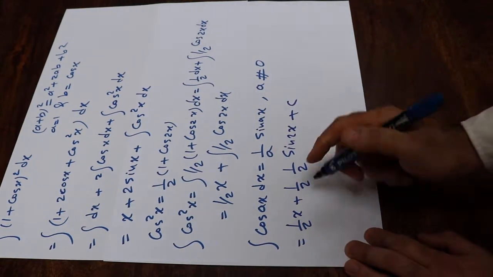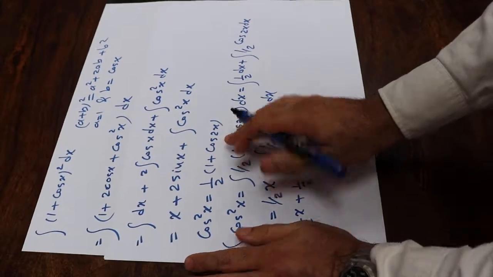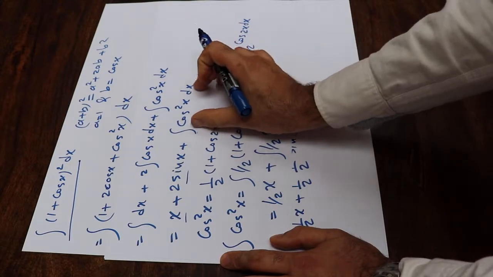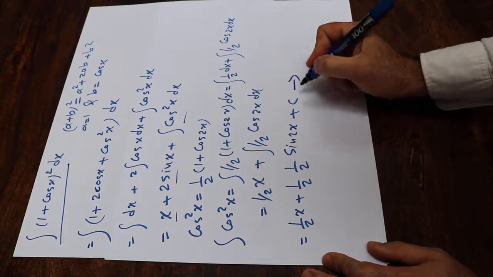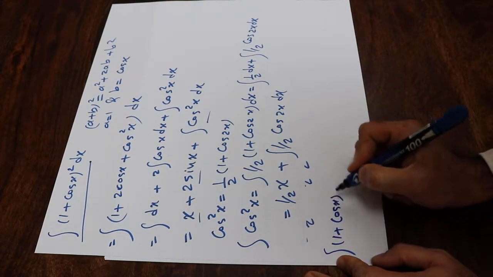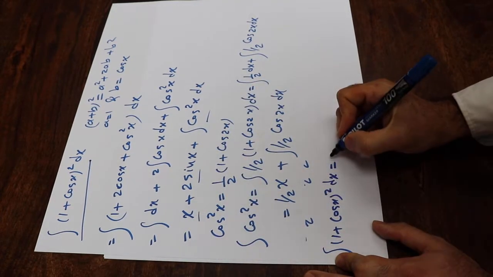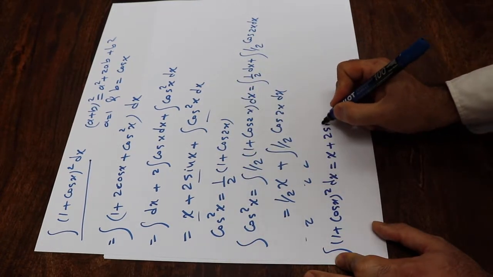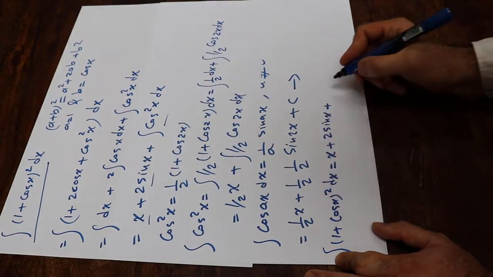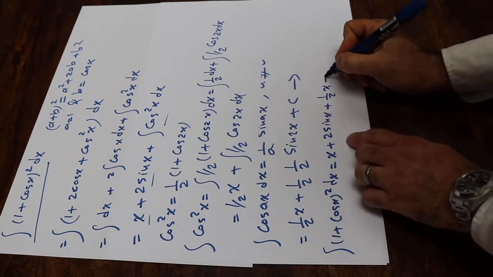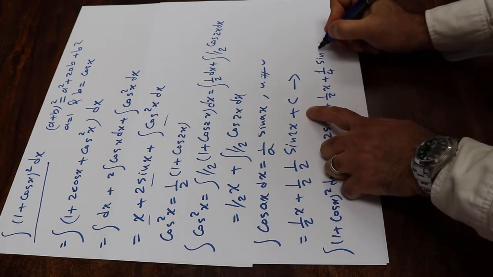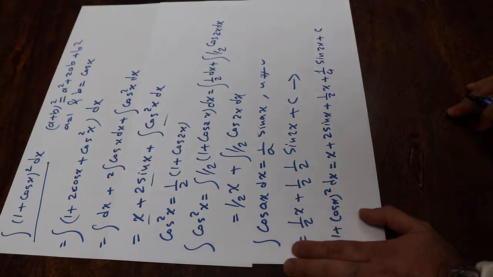So this is actually the integral of cosine squared x, but remember the original integral which was given here was equal to this plus this plus this, and now you just calculated the integral of the third term. Therefore the original integral, the integral of (1 plus cosine x) squared dx, will be equal to the first term, that is x, plus the second term, that is 2 sine x, plus the third term, which we just calculated as 1 divided by 2 times x plus 1 divided by 2 times 1 divided by 2, which is 1 divided by 4, sine 2x plus c, which is the constant of the integral.